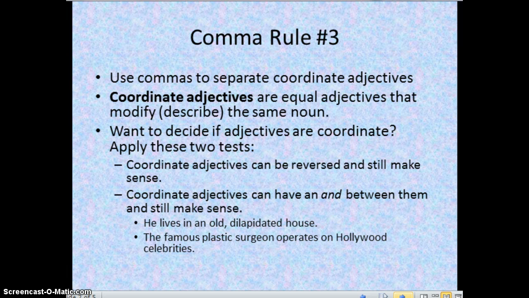In the second example, the famous plastic surgeon operates on Hollywood celebrities. The two adjectives are famous and plastic, and they modify the noun surgeon. So test number 1, let's reverse them. The plastic famous surgeon operates on Hollywood celebrities. I don't really think that one works because I would hate to have a surgeon who was made of plastic. But let's go ahead and try the second one and see. The famous and plastic surgeon operates on Hollywood celebrities. Again, I would hate to have my surgeon be plastic. So no, famous and plastic are not coordinate adjectives, so they do not need a comma between them.